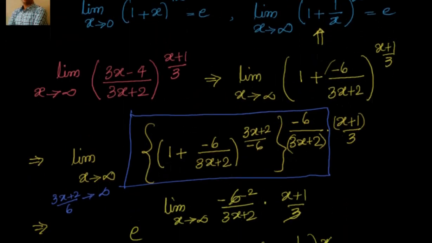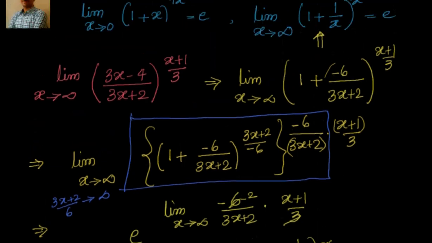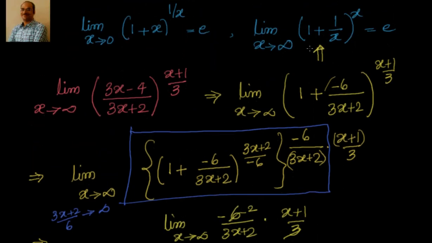Let me just repeat again and summarize this. We have been asked to find the limit as x tends to infinity of 3x minus 4 divided by 3x plus 2 whole to the power of x plus 1 by 3. Now the formula I know I have to apply, as it is in the form of 1 plus 1 by x whole to the power of x, as x tends to infinity.